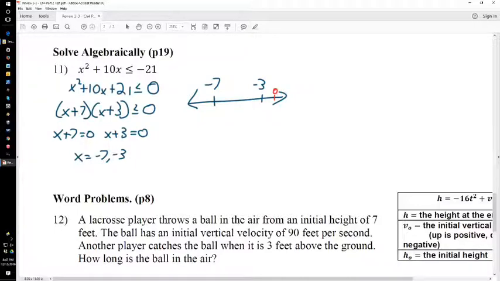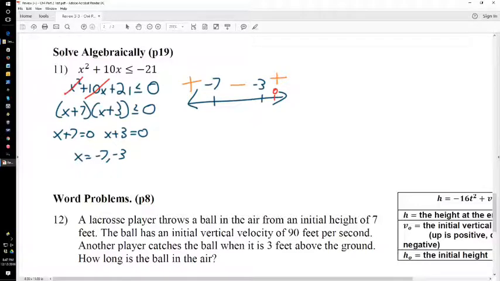Because if I plug in 0 for x squared, 0 squared is still 0. 10 times 0 is 0, so I get positive 21. So over here, the area is positive. And if you recall, quadratics, they're big U-shaped. So it's positive, negative, and positive. Those are my positive, negative, positive regions.